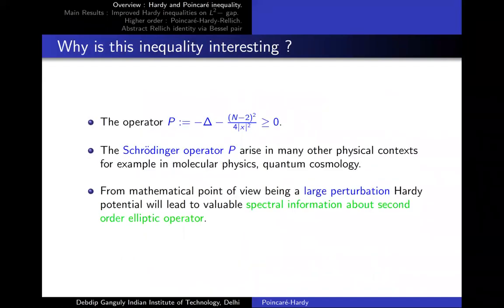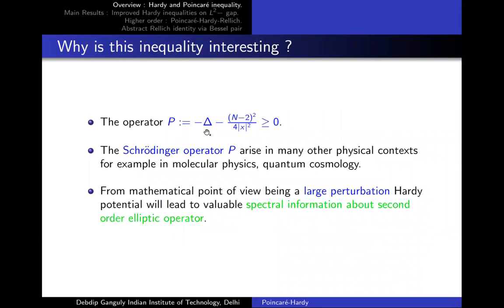Now, why is this inequality interesting? First of all, consider this operator P, a Schrödinger operator: minus Laplacian minus (n minus 2) squared over 4 |x| squared. It is automatic from the Hardy inequality that this operator is non-negative.